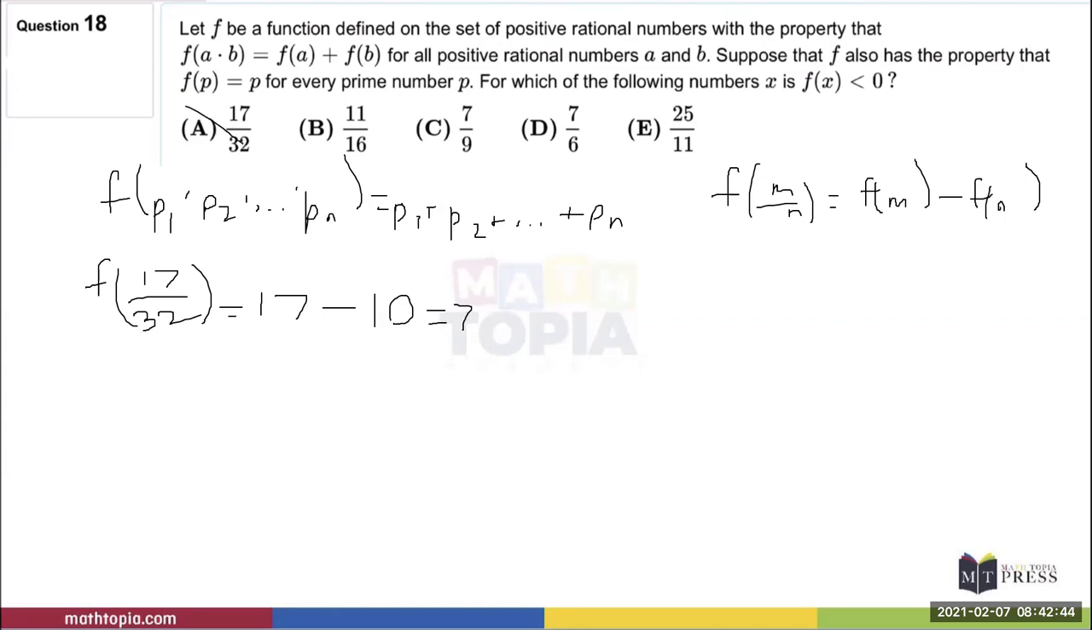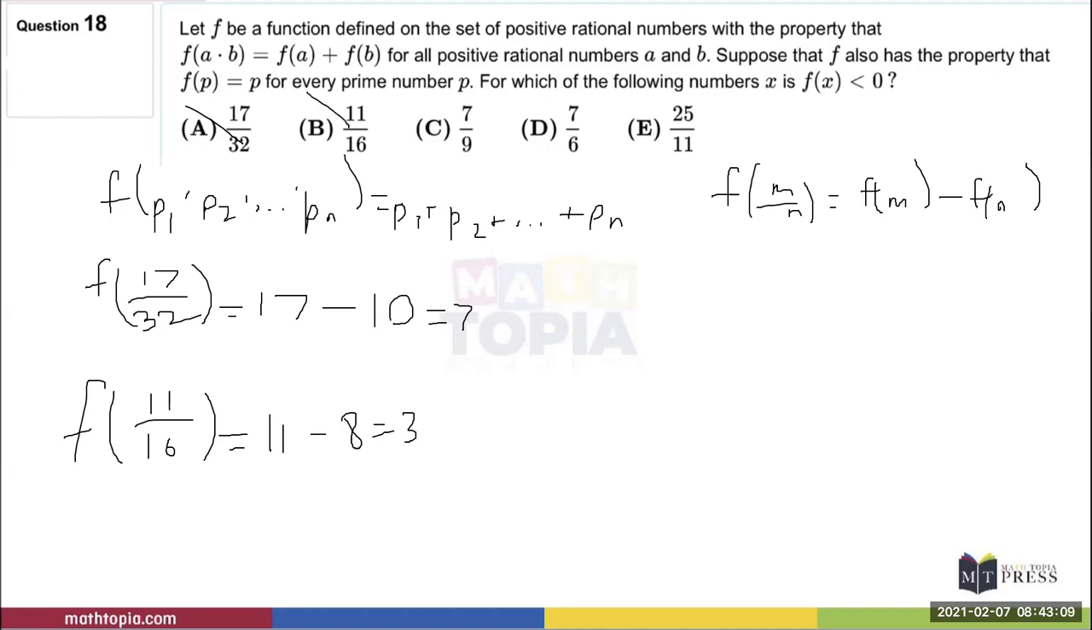What about b, right? 11 over 16. What is f of 11 over 16? Well, that would just be equal to f of 11, which is 11, minus f of 16. So we have 16 is 2 times 2 times 2 times 2. Well, 2 plus 2 plus 2 plus 2 would just give us 8, right? Which would be 3. But this is also not less than 0. So we know b is not right either.